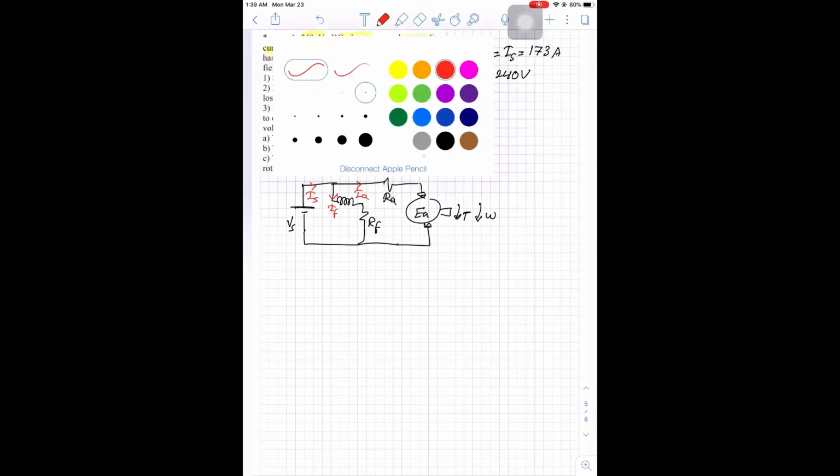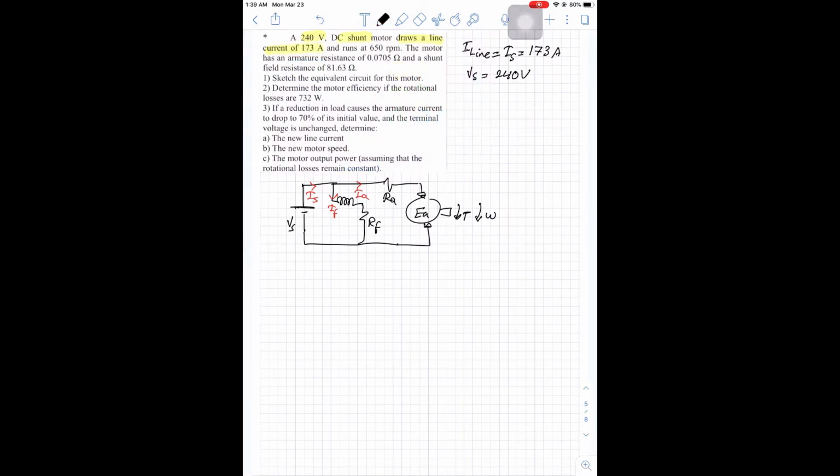In any DC machine problem, please start by sketching the equivalent circuit. Now this machine runs at 650 RPM, so the speed equals 650 RPM. The motor has an armature resistance of 0.0705 ohms and a field resistance of 81.63 ohms. So the resistance values are given. The first question is to sketch the equivalent circuit. Whether you are asked to sketch it or not, you have to sketch the equivalent circuit.